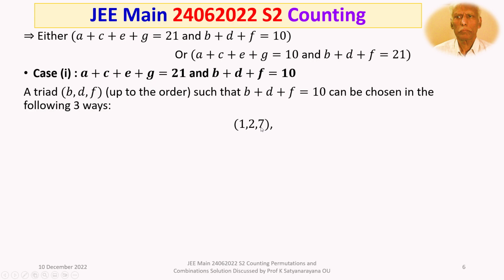So 1, 2, 7. What is the other one? 1, 3, can it be possible? 1, 4, 6, it's not possible. So next is 1, 4, 5.